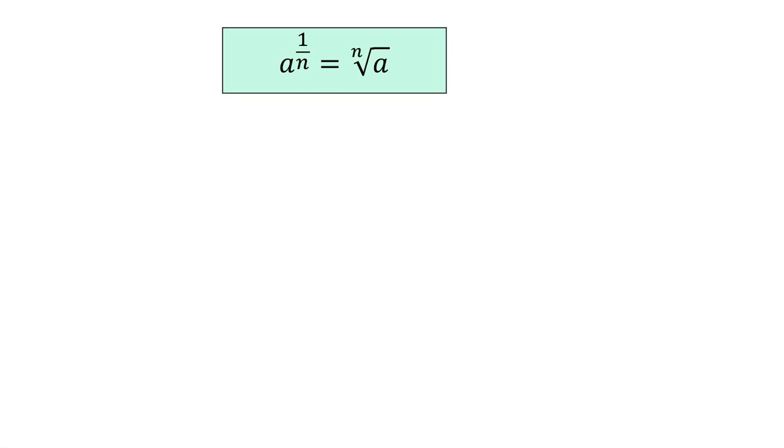Now here we have the following rule. A to the power of 1 over n equals nth root of a. Indeed, if this a has exponent 1, then 1 divided by n will give us the exponent 1 over n. Let's see a few examples. X to the power of 1 over 4 equals fourth root of x. So if this x has exponent 1, then 1 divided by 4 will give us the exponent 1 over 4. Another example would be a to the power of 1 over 7 equals seventh root of a.